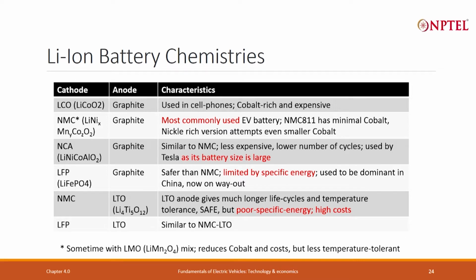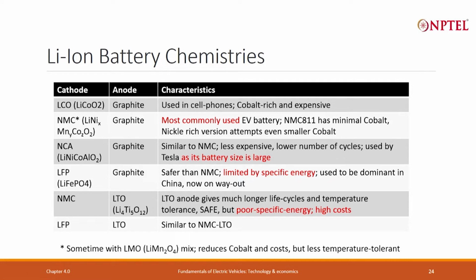As NMC 111 moves towards NMC 811, in between there is 622, there is 433, you will find more nickel and less cobalt, which reduces the cost and increases the energy density. Today, after you have reached NMC 811, there are attempts to add more nickel and less cobalt. That increases energy density, reduces cost. The other commonly used battery is NCA. In fact, NMC and NCA are more or less similar in quality. We will get into it a little later, but they are both more or less equal.